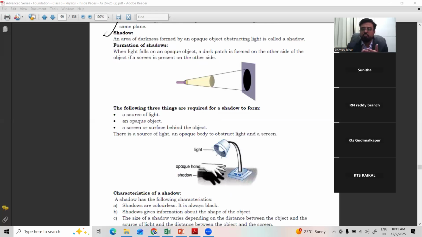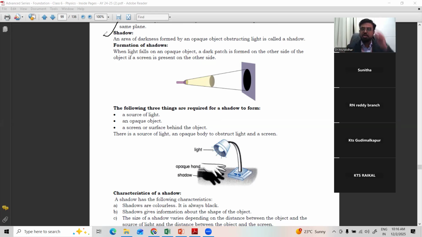What is shadow? Everyone knows what a shadow is. When you are walking in the morning in sunlight, we can see our own shadow. In the morning, our shadow has some length. When it comes to 12 o'clock, midday, we cannot see our shadow. So there are various reasons. See here. What is shadow? How is shadow formed? What are the conditions for the formation of shadow?